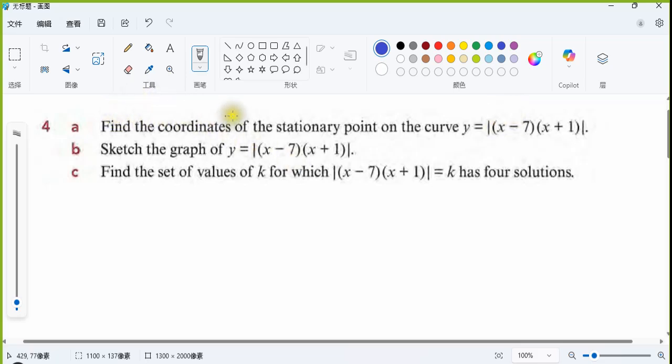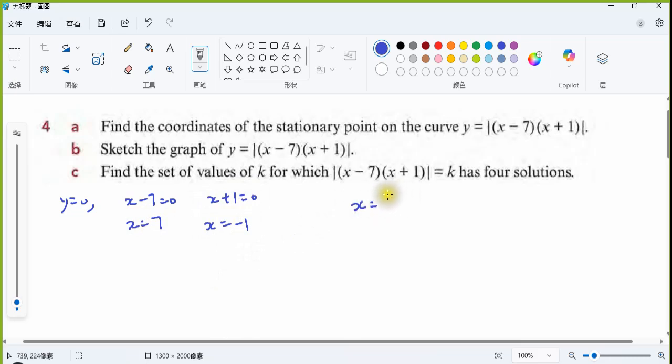Question number 4. Find the coordinate of the stationary point on the curve, then sketch the graph of the curve and find the value of k for which this curve has four solutions. Okay, so when y equals 0, x minus 7 equals 0, x equals 7; x plus 1 equals 0, x equals negative 1.